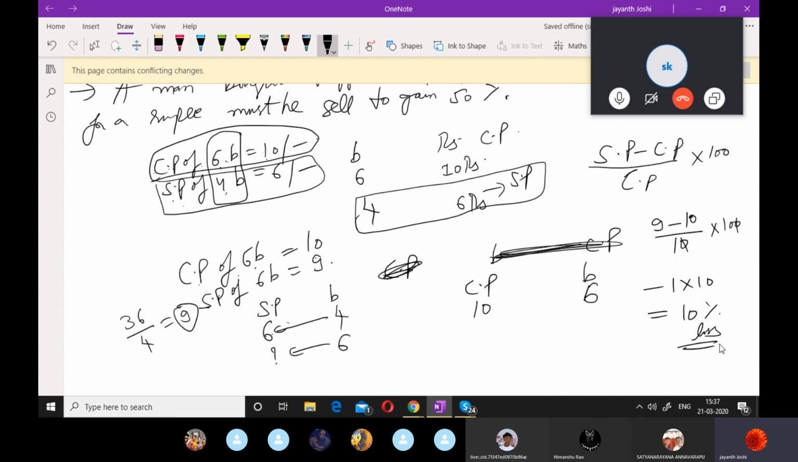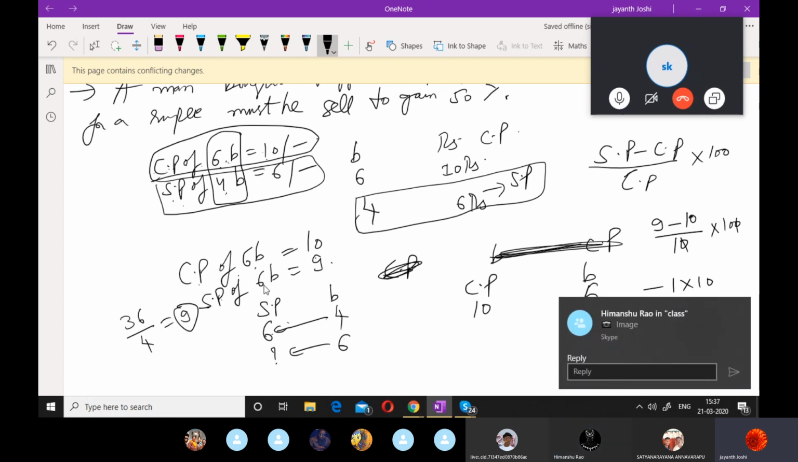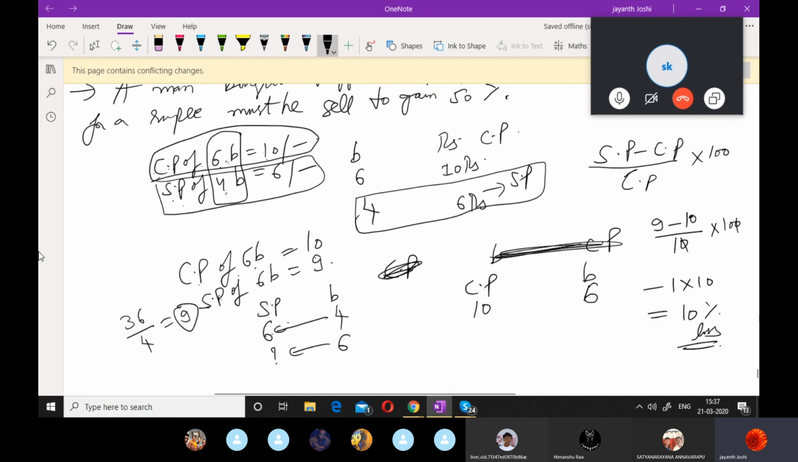Anyone wants explanation once again? No, sir. Understood, everyone? Yes, sir. You just need to do the compatibility. Here the compatibility is not given. Compatibility is nothing but when you have the cost price of 6 bananas, you should have the selling price of 6 bananas, and you will get the answer. So in order to find out the selling price of 6 bananas, they have given you a base, that means some hint. So the selling price of 4 bananas is 6 rupees, and I have taken that.